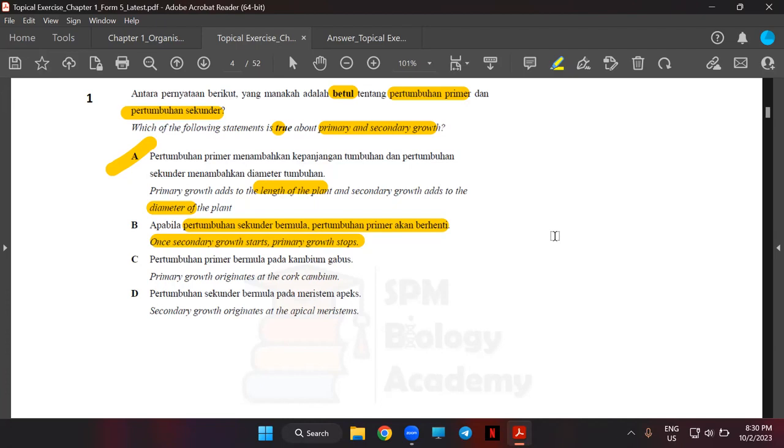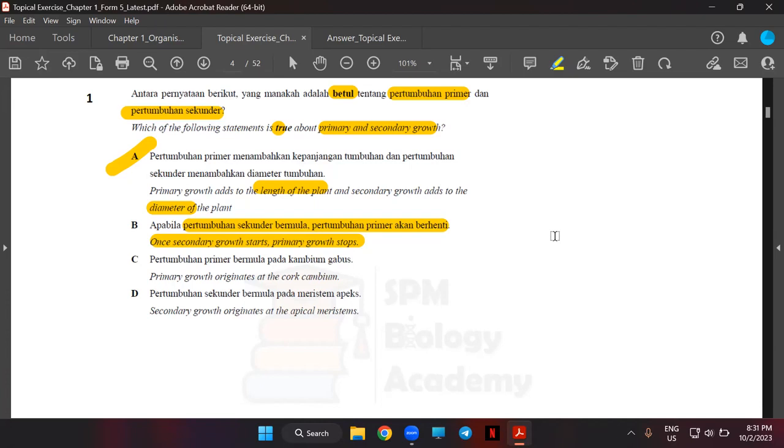Tetapi di bahagian pokok yang masih muda, at the young part of the plant, for example, tip of the shoot and tip of the root. So, hujung pucuk dan hujung akar ialah dua kawasan tumbuhan yang muda, young parts of the plant. Kalau muda, masih young, primary growth still occurs. Secondary growth belum mula lagi.